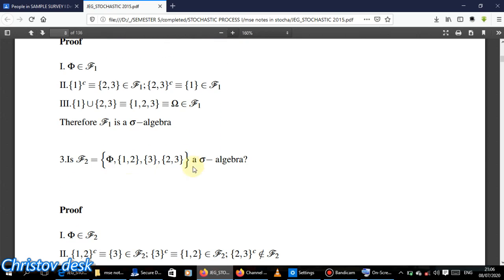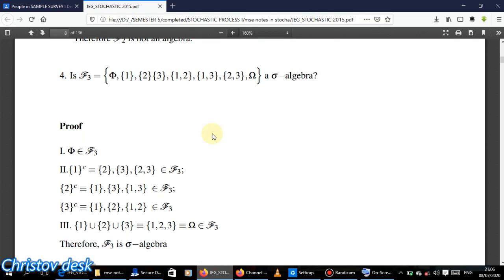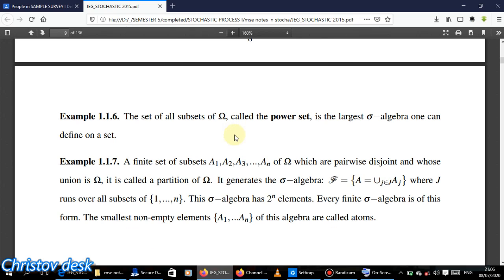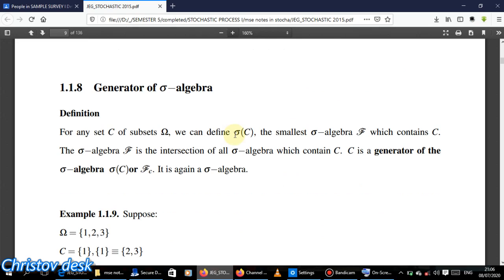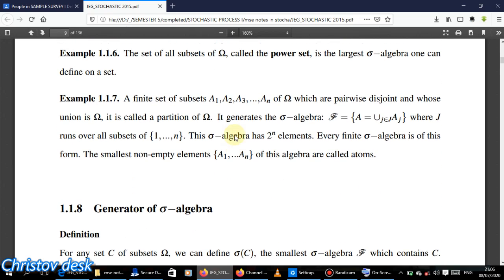Now, can we say F2 is a sigma algebra? Let's look at that. The complement of the empty set is there, but remember the set itself is not there. So you can even say it's not a sigma algebra. These are further proofs about sigma algebras. So that is it for sigma algebra. Next we'll talk about the generator of a sigma algebra.